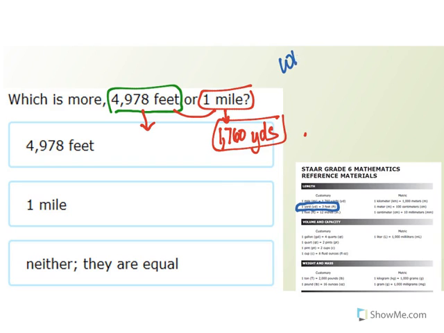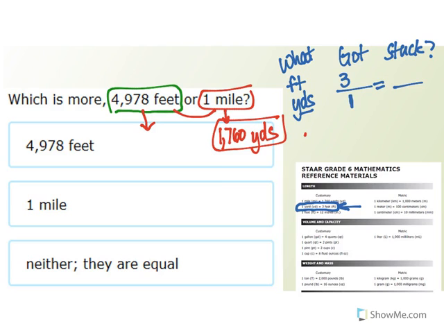All right, so let's use our what got stuck method. All right, what am I comparing? Well, I want to turn the feet into yards. Got, what information do I have? Well, it says here that 1 yard, again, pay attention to your label, 1 yard is 3 feet. But I don't have 3 feet. In the problem, I have 4,978 feet. I want to know how many yards that is. So let's go ahead and find our relationship.